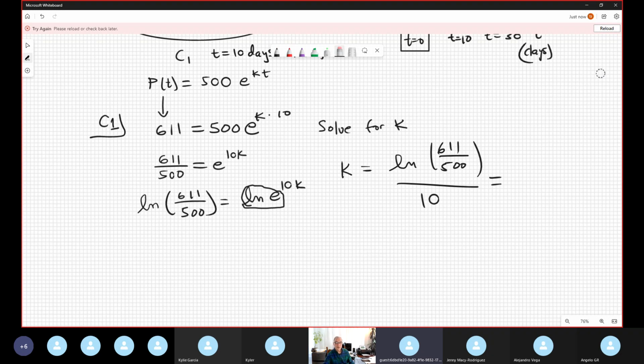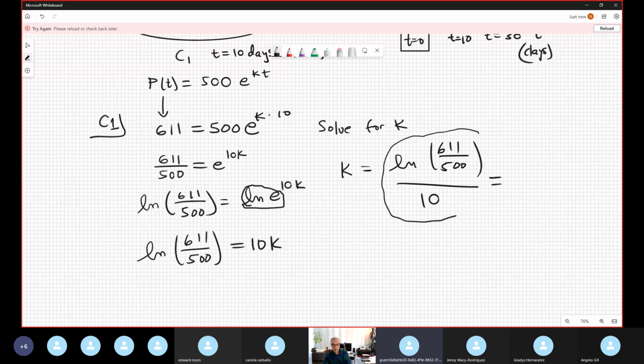Now, so far, we have natural logarithm of 611 divided by 500 equal to 10k. And finally, solve for k by dividing by 10. Boom, and you get this answer. Focus, you guys. Now, you have two possibilities. You put this weird thing in a calculator and you compute that. But what is the disadvantage of this?